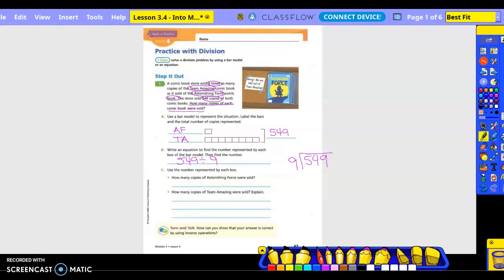9 goes into 5? No. 9 into 54, minus 54, nothing left over. Bring down the 9, 9 into 9 once. 9 times 1 is 9, nothing left over. So 61 goes in each one of the boxes. So how many copies of Astonishing Force were sold? Astonishing Force only has 1 box, right? So 61 copies, right?